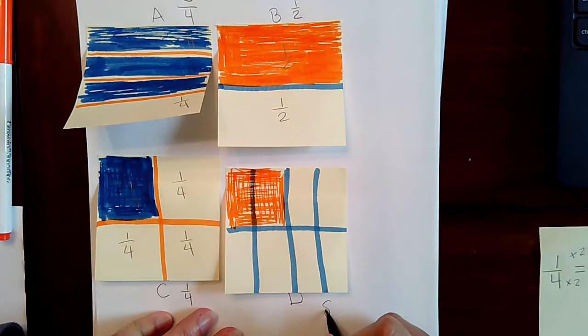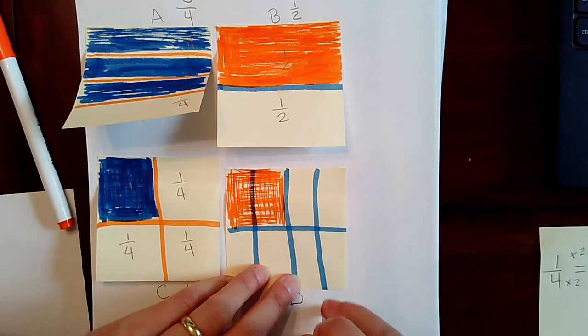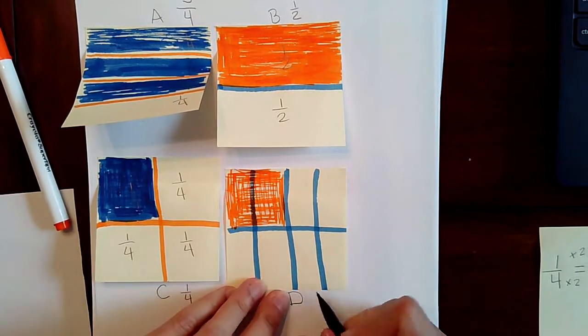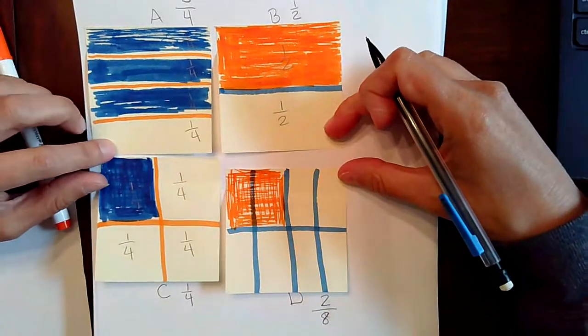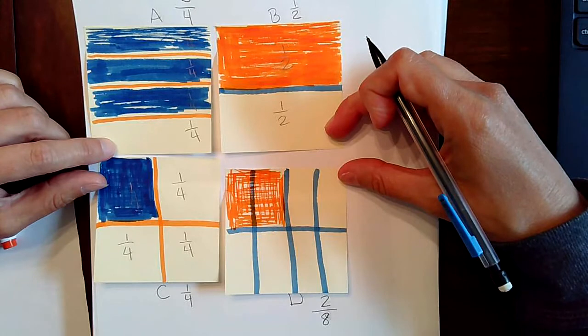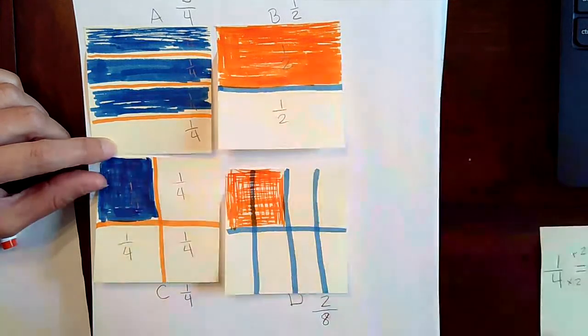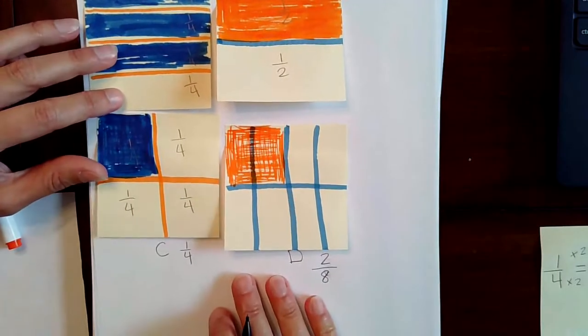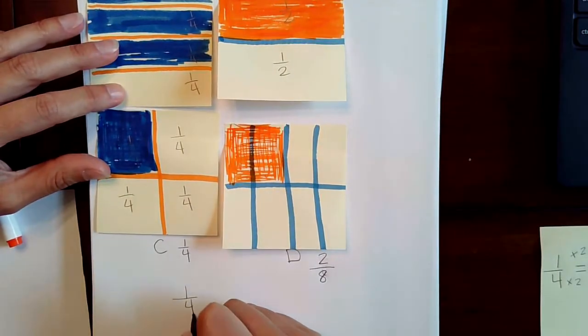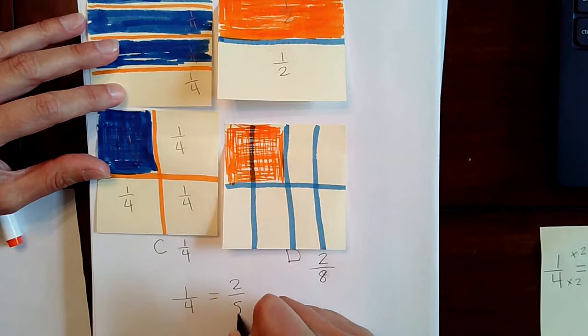What fraction of D is shaded? Our denominator is 8. I don't think I'm going to have room to put that on there. And 2 would be the numerator, 2/8. So which two have the same amount shaded? C and D. So 1/4, I'm going to move this up a little bit, 1/4 is equal to 2/8.